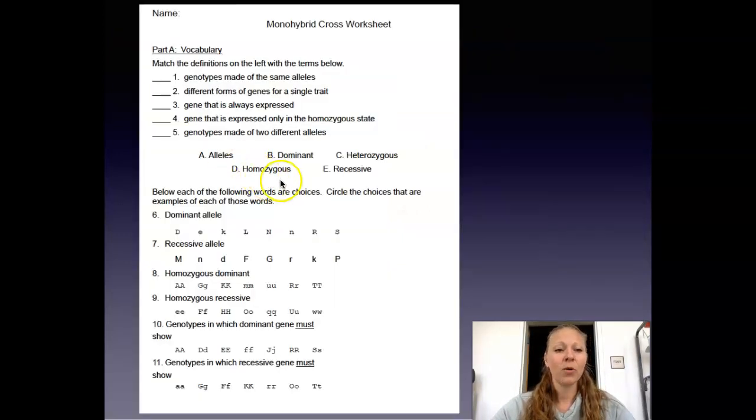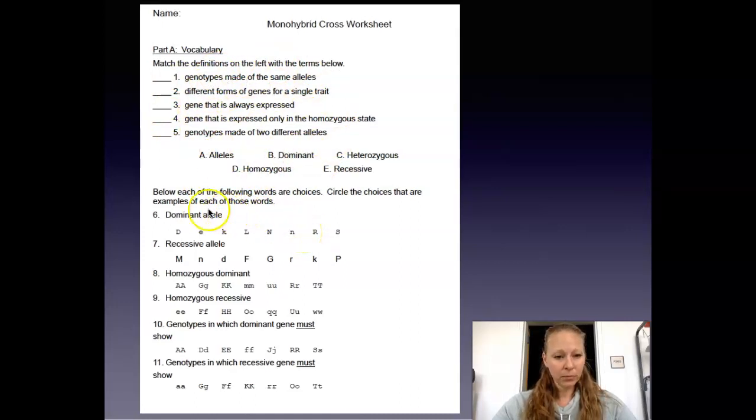So here we have the first sheet of our monohybrid cross worksheet, or our Punnett Square practice. These are going to be pretty self-explanatory, but let's go through here. Below each of the following words are choices. Circle the choices that are the examples of each of those words. So dominant allele. Here we're just going to circle everything that could represent a dominant allele, and that would be a capital D. Would this little e be dominant? Nope, that would be recessive. Little k, no. Big L, yes.